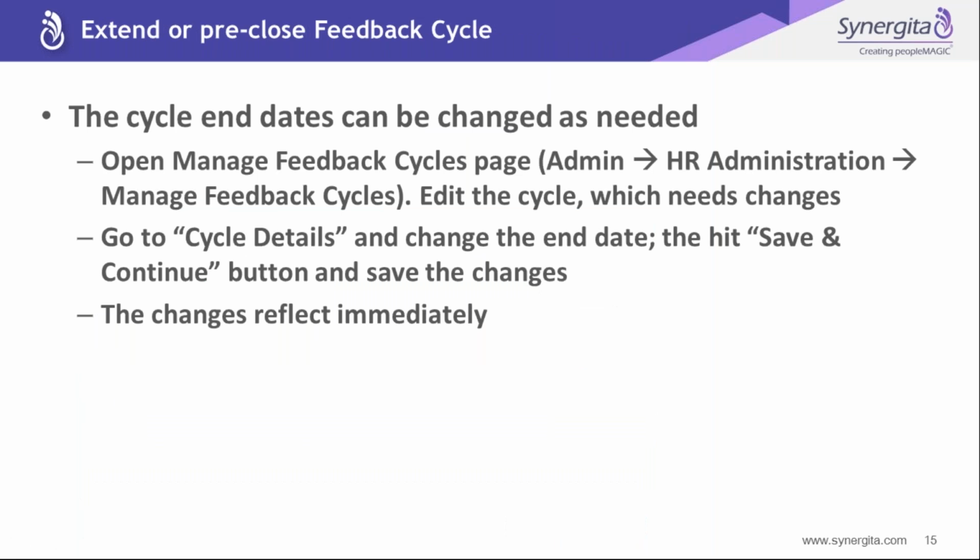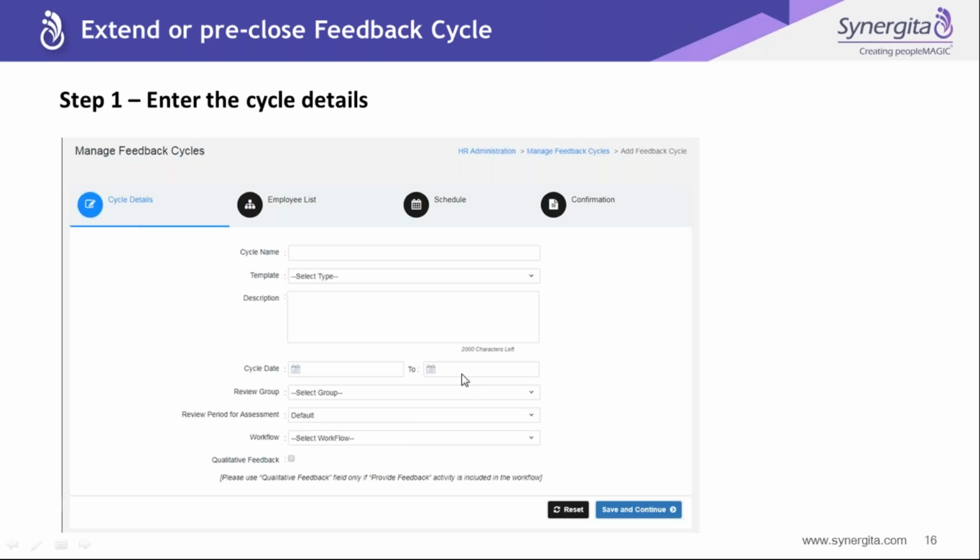Next is how to extend or pre-close a feedback cycle. You can also pre-close or extend the feedback cycle duration by going to the cycle details page, and you can change the start date and end date. If you want to extend an ongoing feedback cycle, you can key in a future date in the to value date. Based on the date entered, the cycle will be extended till the date you have entered in this field. The changes will reflect immediately once you change the date to a prior or future date.